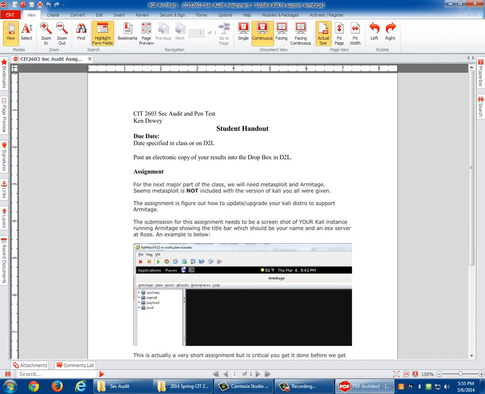So the assignment here is really easy. It says for the next major part of this class, you need Metasploit and Armitage. Metasploit is included, Armitage is not. Sorry about that. The assignment is to figure out how to update and upgrade your Kali distribution to support Armitage.